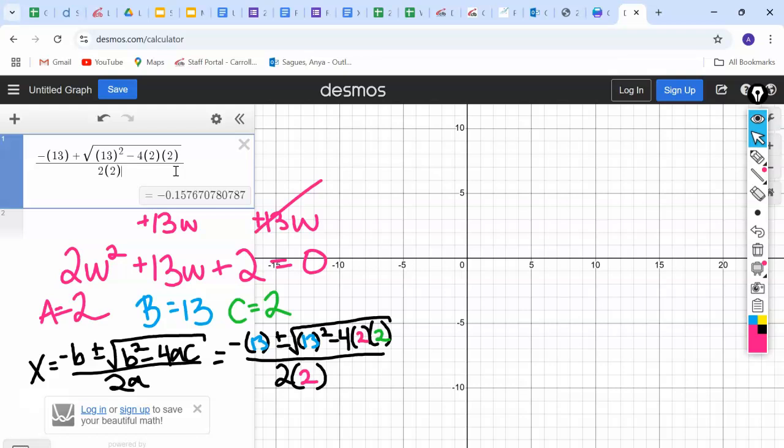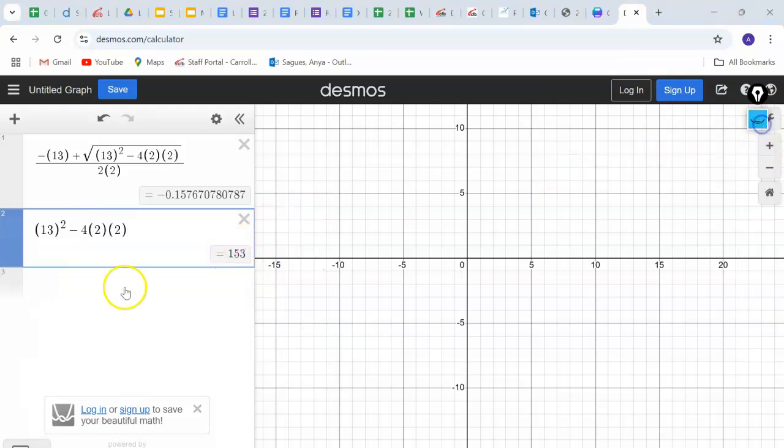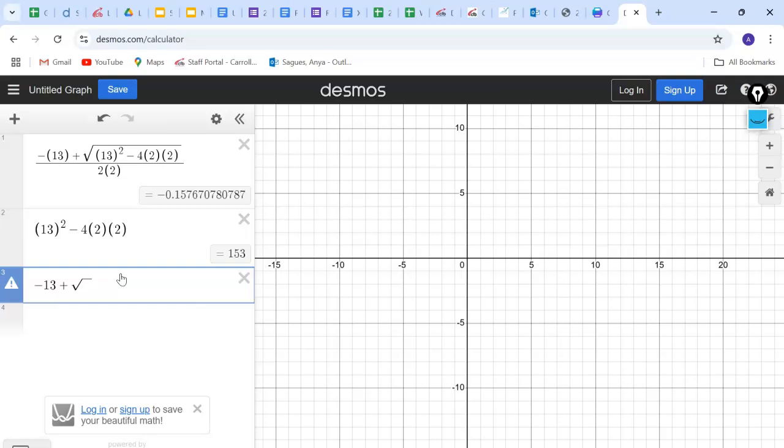Now, sometimes it may not ask you for the answer in a decimal. It may ask you for the answer in most simplified form. So you're going to have to try and simplify all this stuff. I want to figure out what's on the inside of the square root. Okay, it's 153. So I just double check. Negative 13 plus square root of 153 all over 2 times 2, which is 4. Okay, it's the same thing.